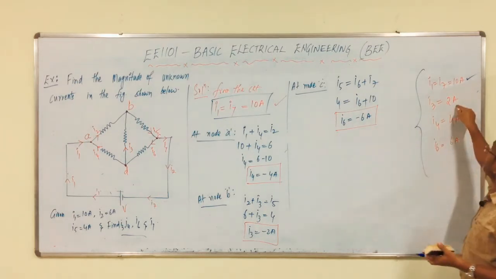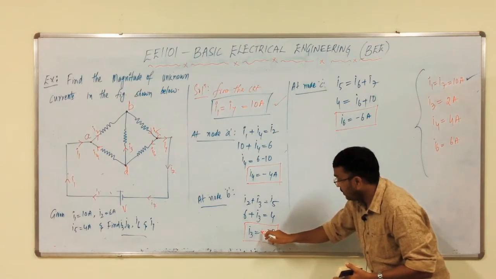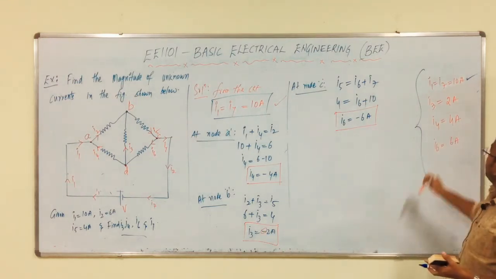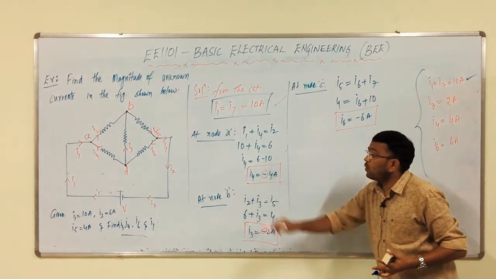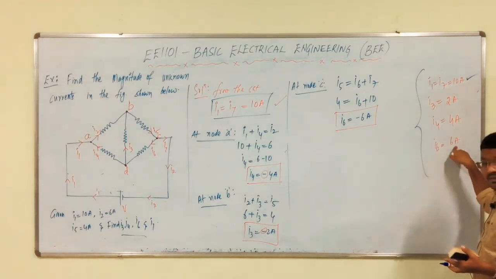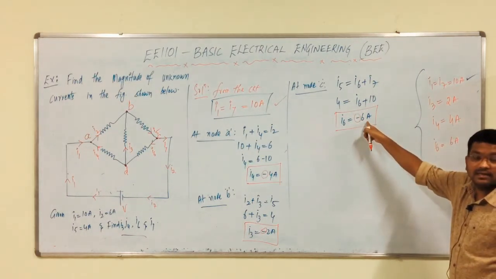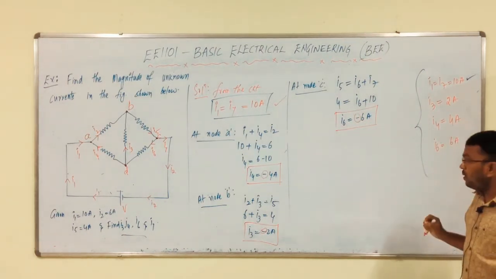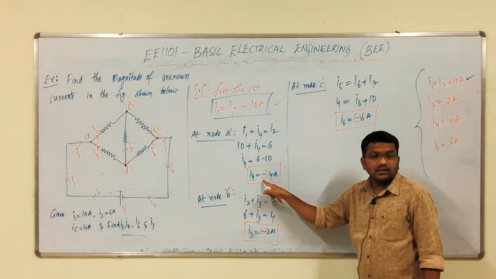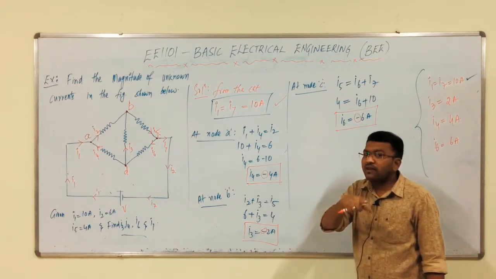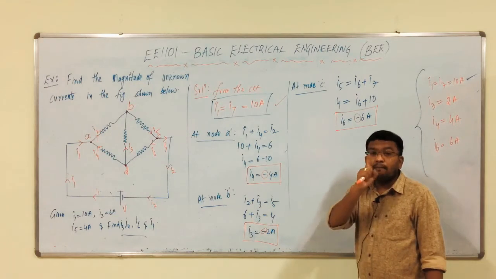I3 previously we had 2 amps, here we have minus 2 amps. I4 previously we had 4 amps, here minus 4 amps. I6 previously 6 amps, presently we have minus 6. So, there is no problem with this negative sign, because it represents the direction of current only. It is not about the magnitude. You have to check the magnitude of current.